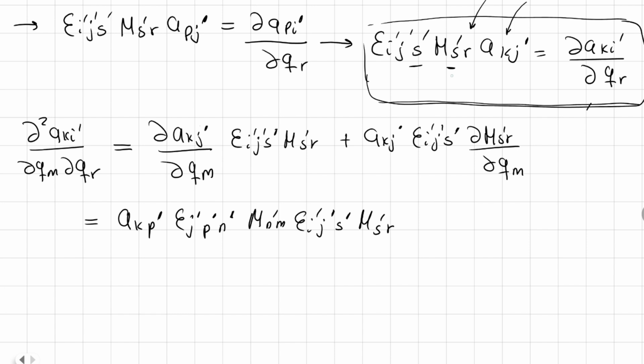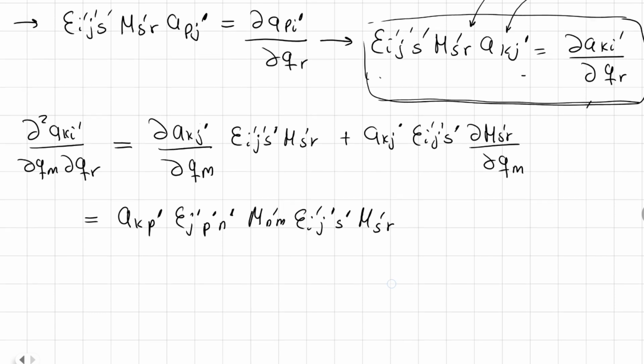And you can see that on this side of the equation, the R index is free. Well, it is alone, so we use an M instead of an R. Okay, perfect. And yeah, we rewrite this expression as it is. So we get A K J prime E I J as the partial of M S R with respect to Q M.